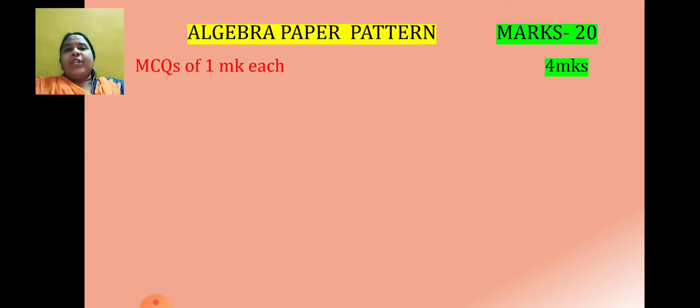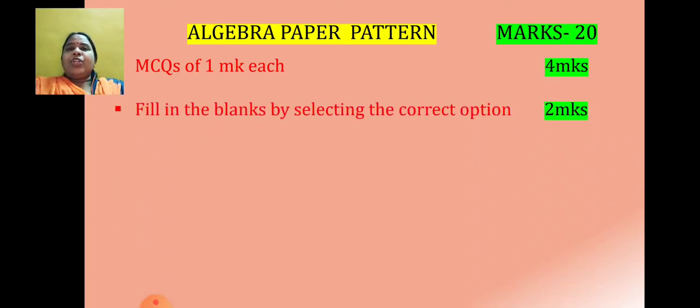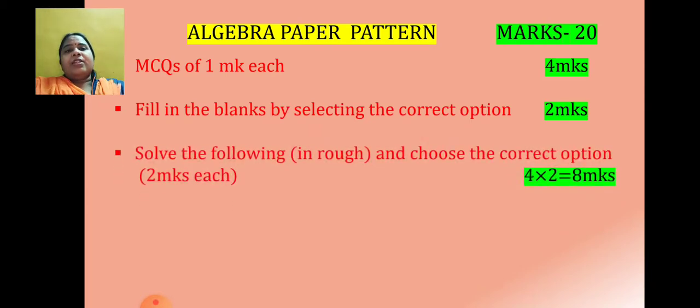Now in this also you need to work out something. It will not be direct answers. So you should be ready with your pen and a paper whenever you are attempting the exam. Second question is fill in the blanks by selecting the correct option. Next is solve the following in rough and choose the correct option.